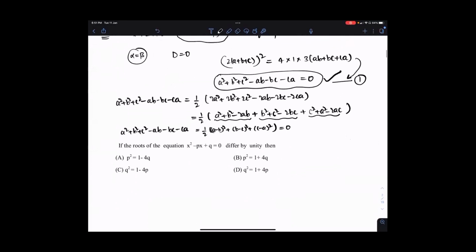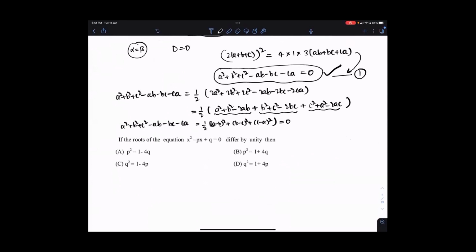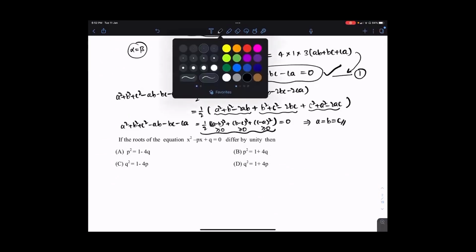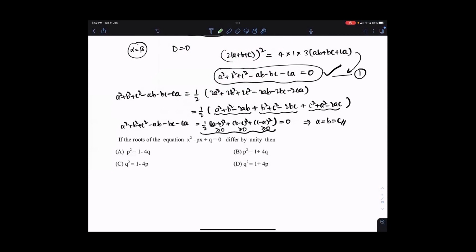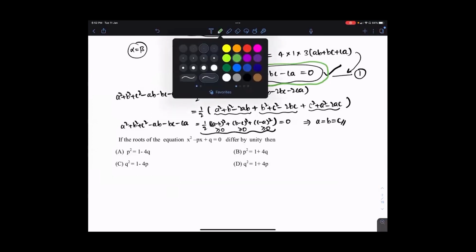Now it means whenever a square plus b square plus c square minus ab minus bc minus ca is 0, indirectly this sum of squares is 0. And we know that the square of any number is greater than or equal to 0, and the sum will be 0 only if all are 0. Which implies a equals b equals c. So next time you look at an expression like this, if that is 0, it implies a equals b equals c.